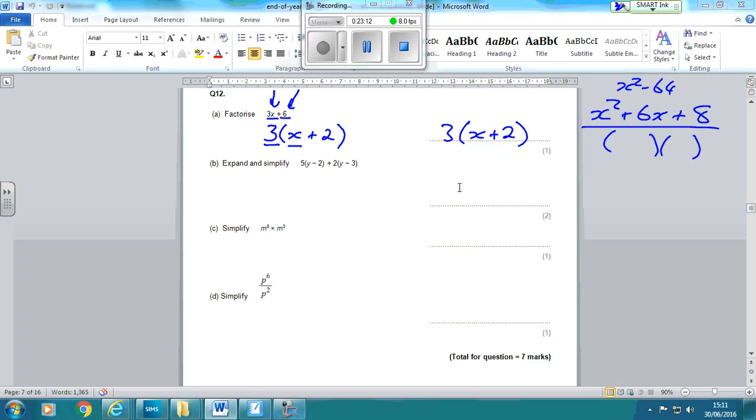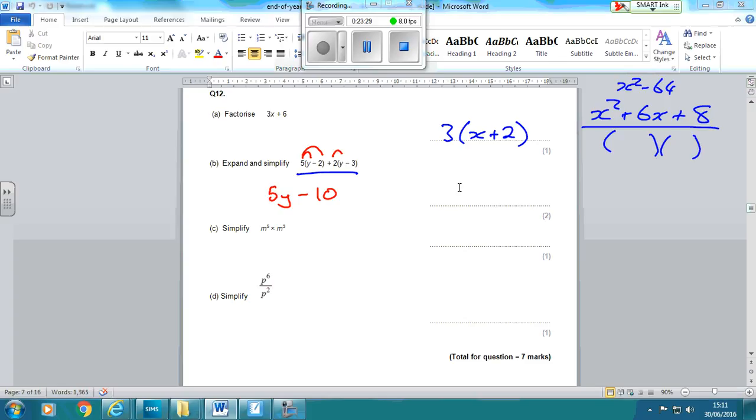Okay, now we're going to do the opposite of that for this one. So we start off and we do 5 lots of y and then 5 lots of minus 2. So 5 lots of y is simply 5y. 5 lots of minus 2 is going to be minus 10.